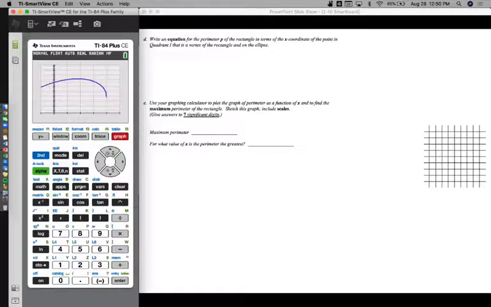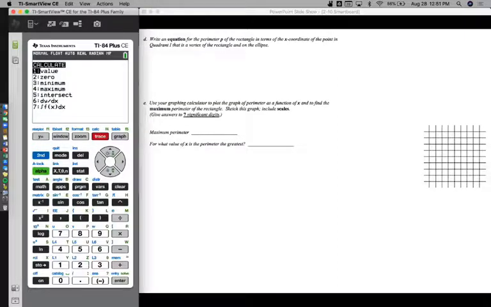I'm going to hit graph, and we get another weird looking curve like this, which we will sketch in just a minute. But the last part E asks us to use our graphing calculator to plot the perimeter. So remember, now the y values of this function represent perimeters of any of those rectangles that we can inscribe. And we want to use that to find the maximum perimeter of a rectangle we can inscribe inside this ellipse. So again, we're going to find the maximum.